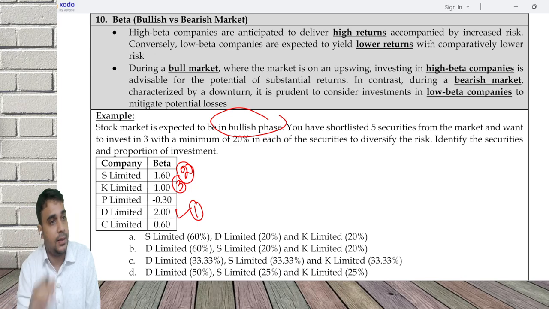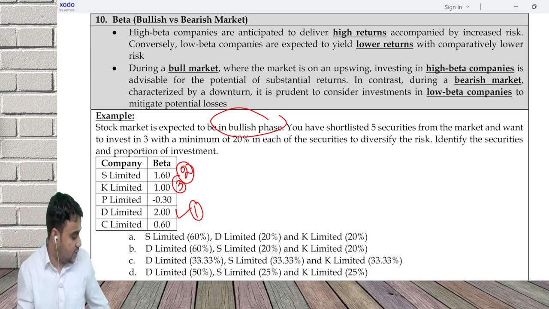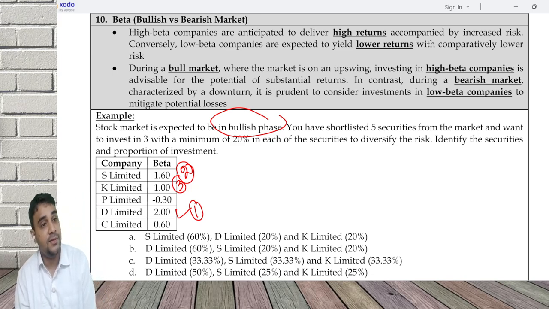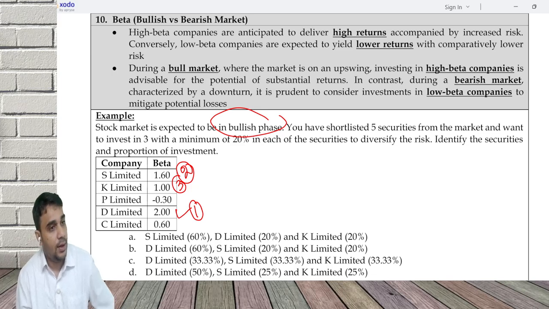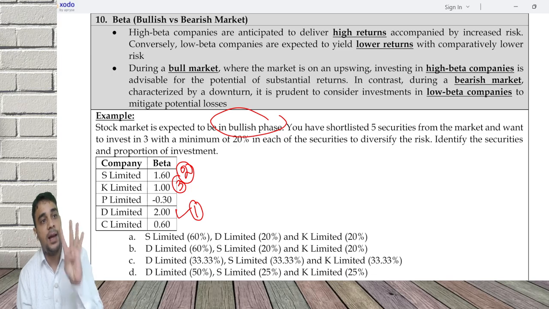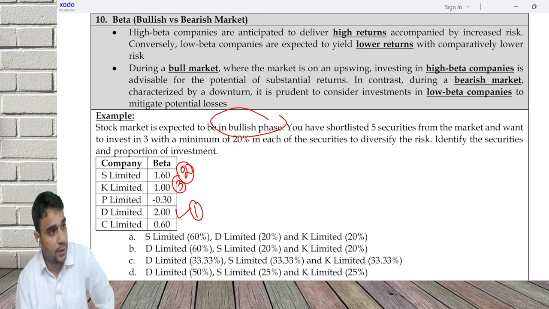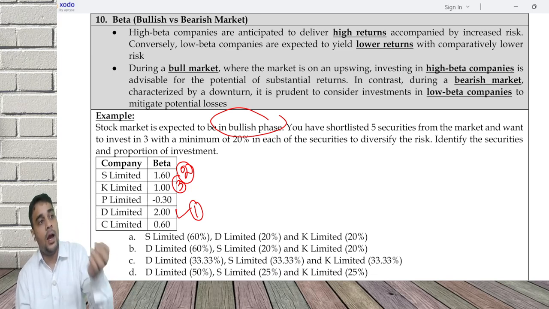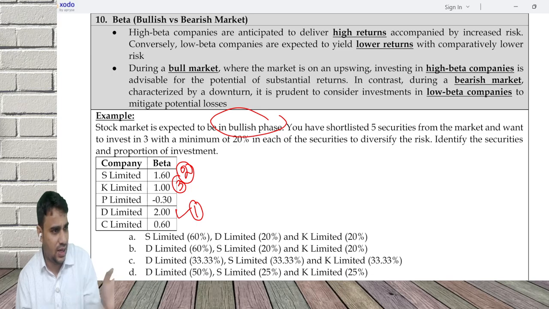Assume it's a bear market. Tell me which is 60, which is 20, which is 20. 60 will be P, lowest beta. 60 is to P, 20 is to C, and 20 is to K. I can change it by saying that I want to do minimum 30. Then 30 for the third rank, 30 for the second rank, balance 40 for the first rank. Or I can say I want to do maximum 70, minimum some number.